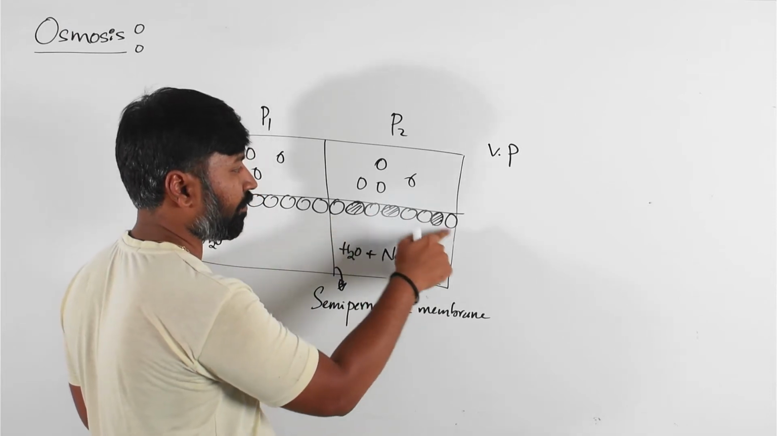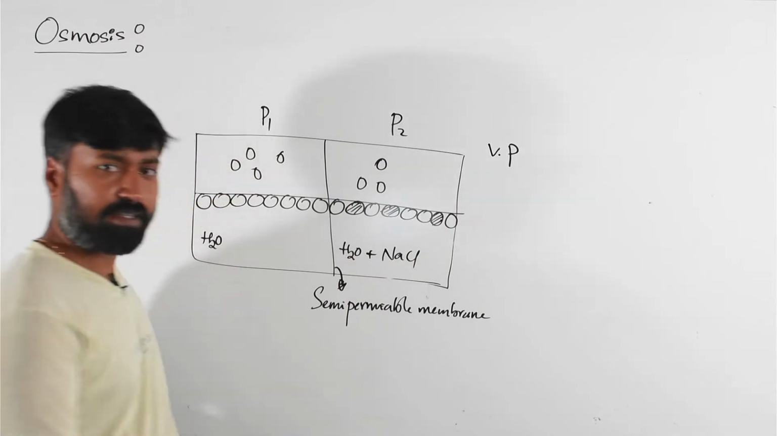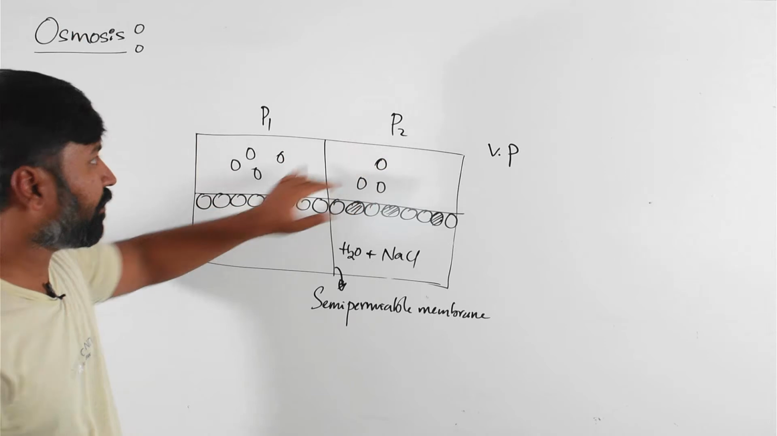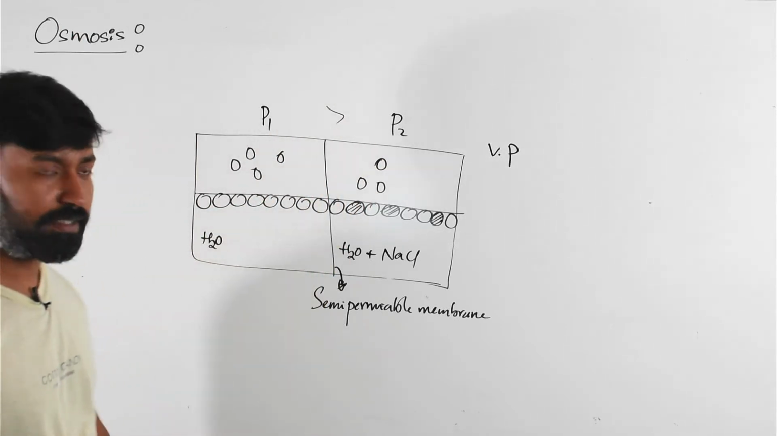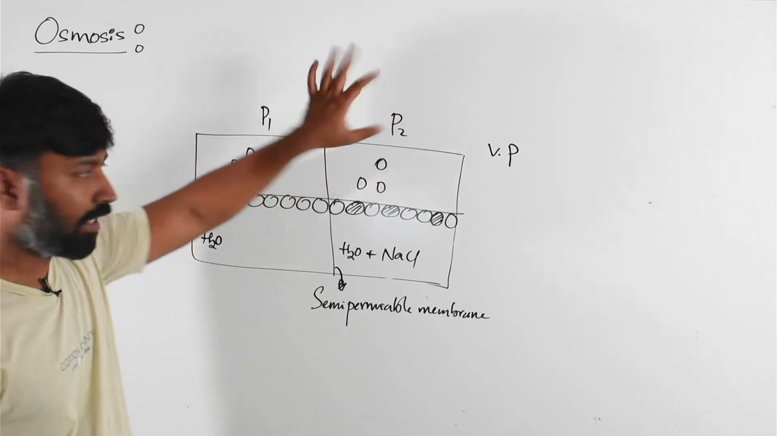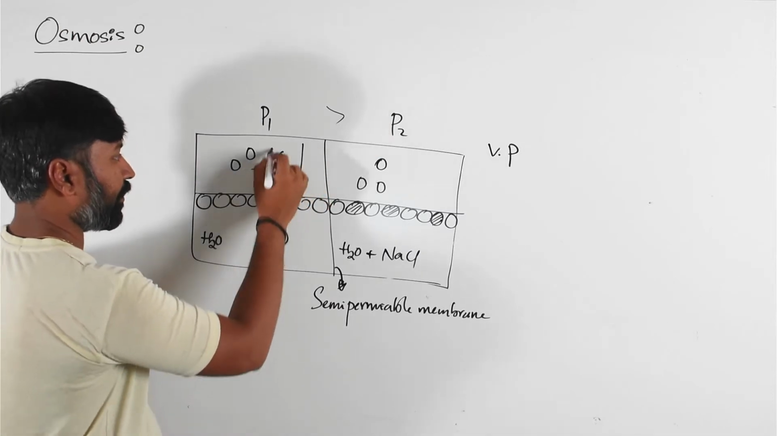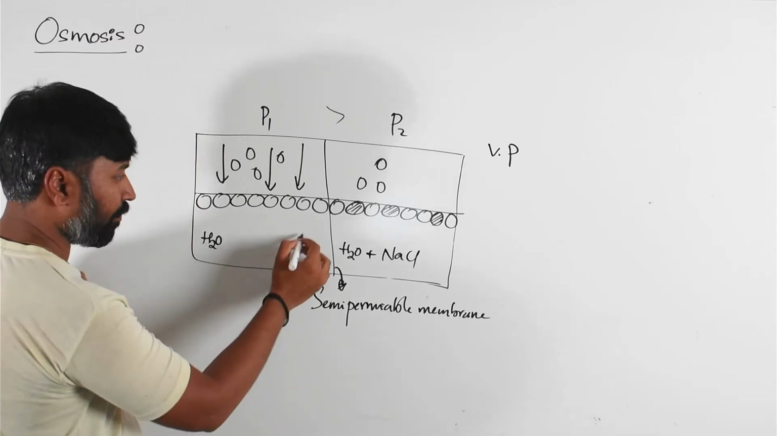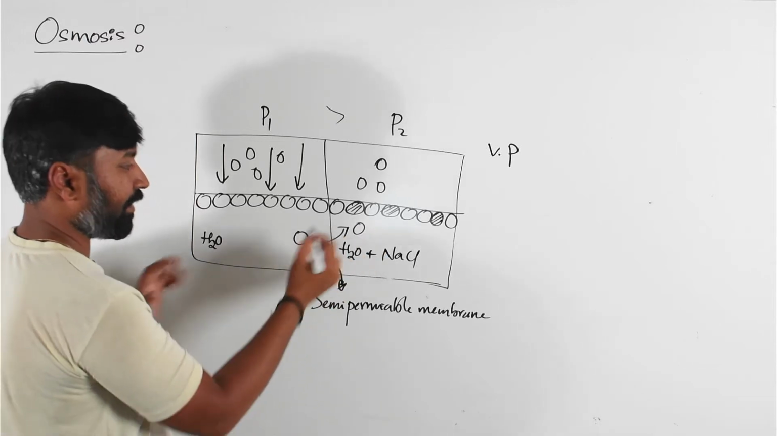1, 2, 3, 4, 5. Let me erase them here. Now what happened? Here 4 vapor molecules are there, and here only 3 vapor molecules. Therefore P1 is greater, right? The vapor pressure here is more and here it is less. And because of that, what happens? This vapor pressure pushes the solvent molecules downwards, and by that the solvent molecules move to the other compartment.